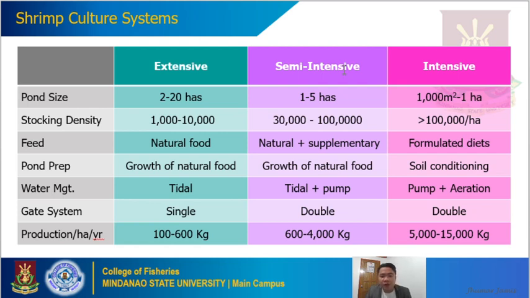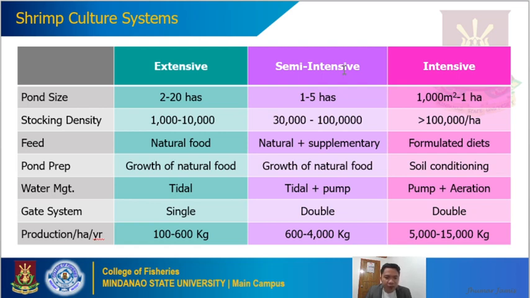preparation. So if you're employing extensive aquaculture, you will be needing the growth of natural food organisms. Same goes with the semi-intensive aquaculture systems. But in the intensive aquaculture system, you do not basically need to grow natural food. You just need to condition the soil or the bottom of the pond culture systems. So that's primarily the difference.